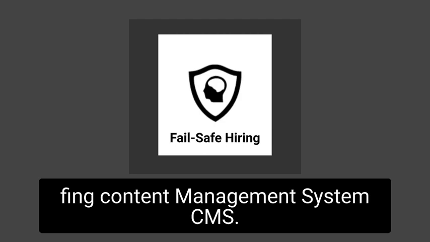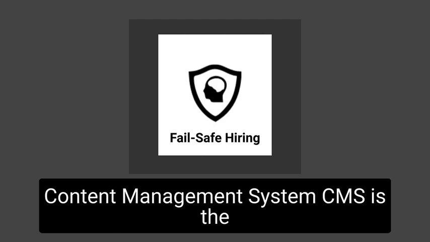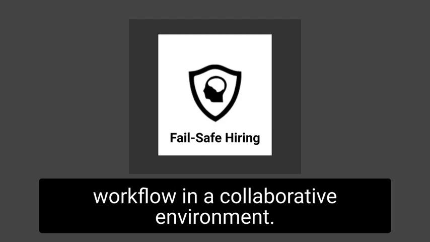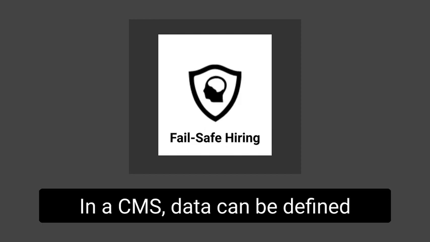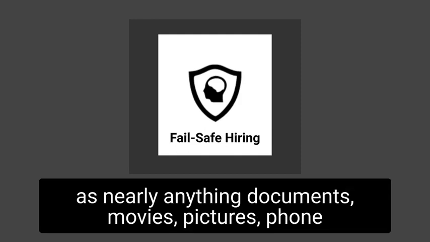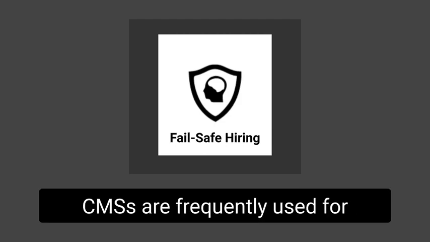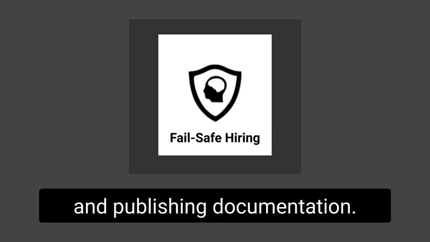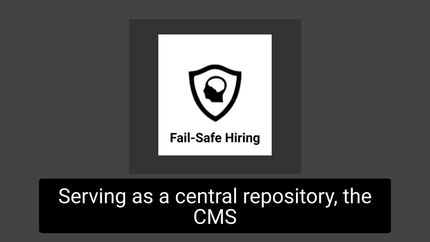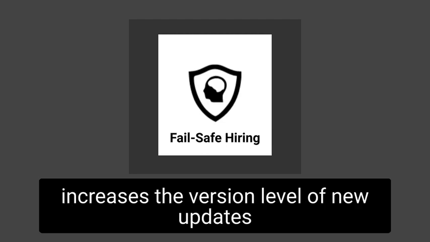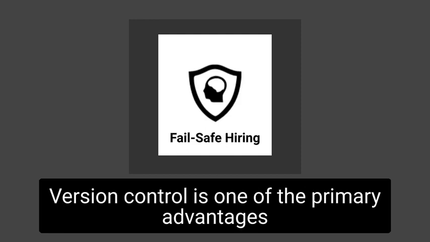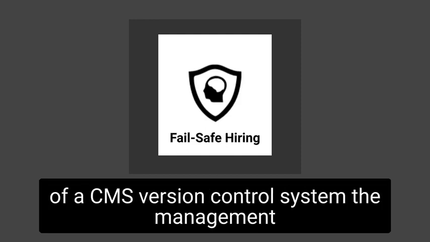Content Management System, CMS. A Content Management System, CMS, is the collection of procedures used to manage workflow in a collaborative environment. In a CMS, data can be defined as nearly anything: documents, movies, pictures, phone numbers, scientific data, and so forth. CMSs are frequently used for storing, controlling, revising, semantically enriching, and publishing documentation. Serving as a central repository, the CMS increases the version level of new updates to an already existing file. Version control is one of the primary advantages of a CMS.